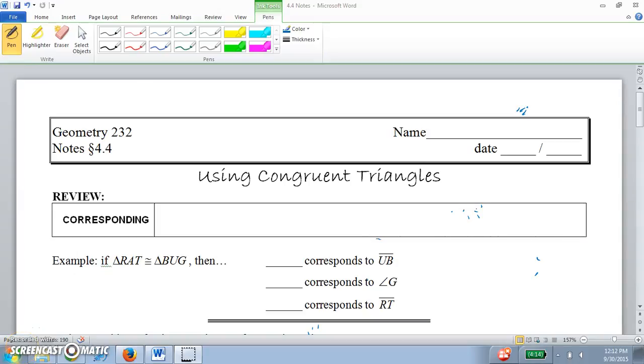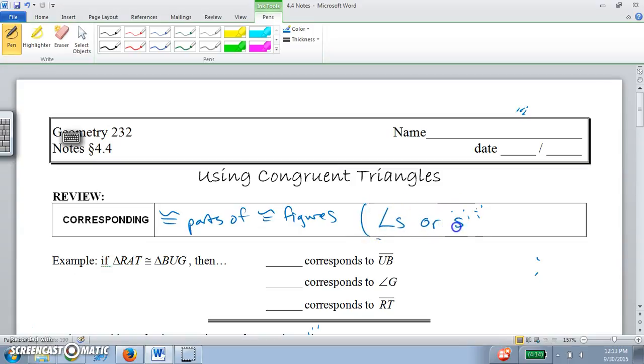This is geometry, section 4.4, using congruent triangles. So, review: what does corresponding mean? Corresponding means congruent parts of congruent figures. So if we're talking about two congruent things, two congruent triangles for example, the corresponding parts are the ones that are congruent to each other, either the angles or the sides.